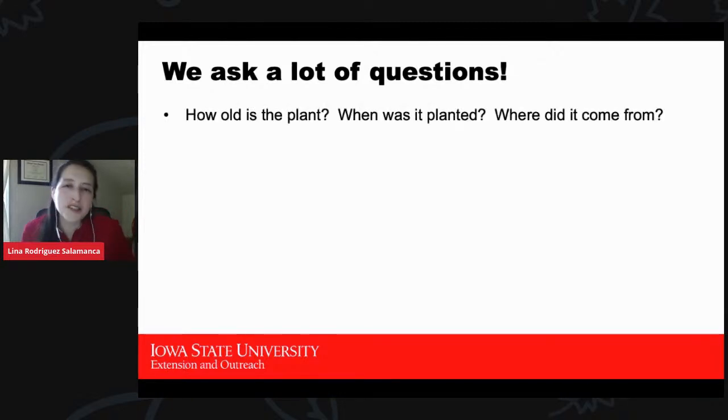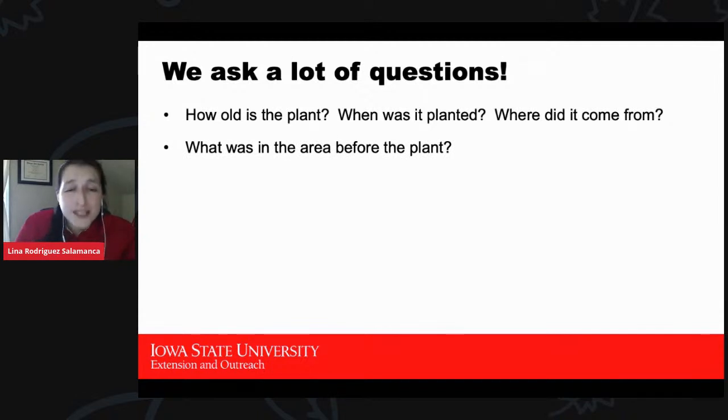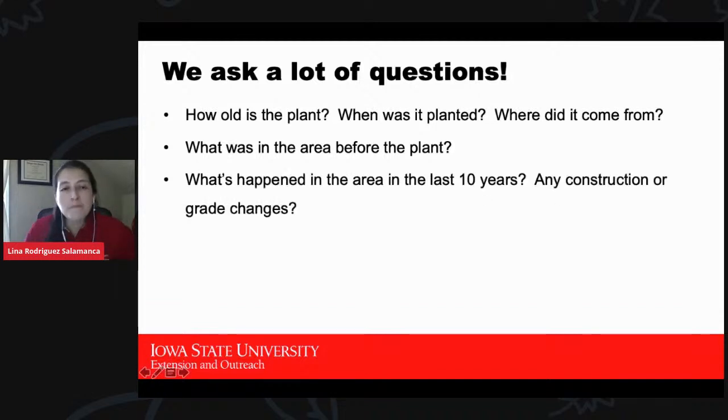So how old is the plant? When was it planted? Where did it come from? You know, we're about to start getting more and more into plant sales. It's important to look at your plants closely for any strange symptoms that are not normal on that plant. What was in the area before you planted? Often, if you are moving into a new home and you really want to plant a crab apple, you need to think about what was here before. How is the soil structure? All these different things. What may have happened in this area in the last 10 years?